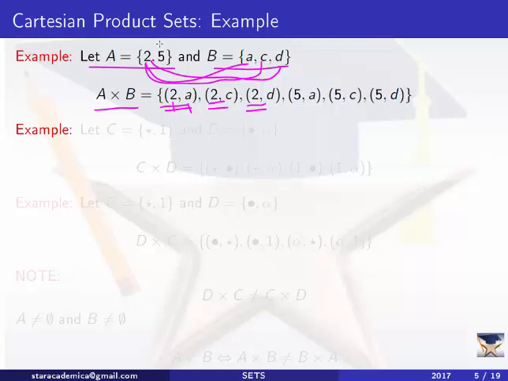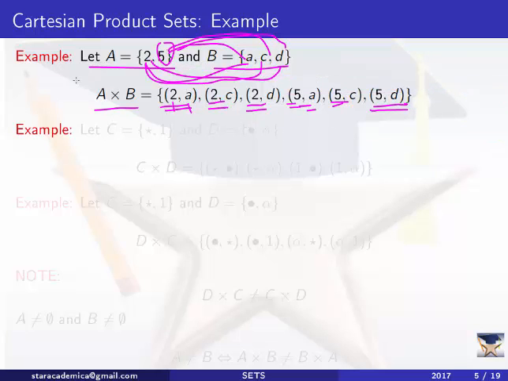Now we have another element from set A, which is 5. So in the first position we have 5. We match 5 with a, so we get (5, a). We match 5 with c, and we match 5 with d. So these are all that we have.